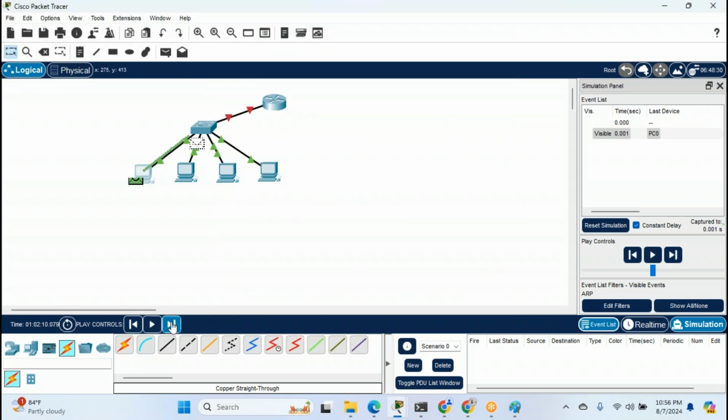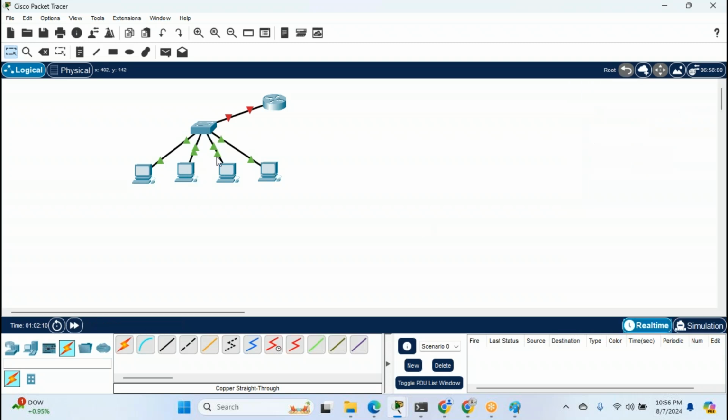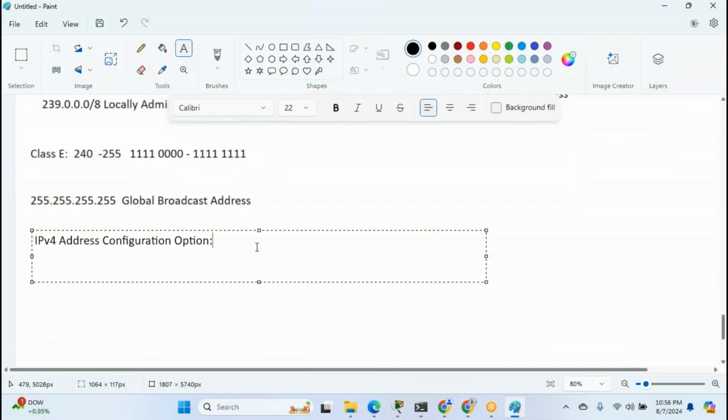When we forward it, this message is broadcast over the network, so all these PCs will receive the message. None of these PCs are using the same IP, so they have discarded the ARP request. When the ARP request times out, it means no one is using this IP address on the network. This thing is called duplicate address detection. So the first option is static IPv4 address configuration.